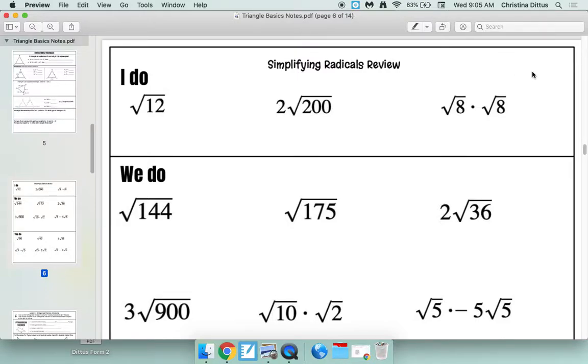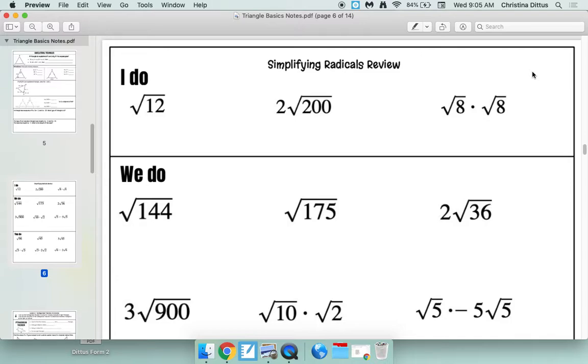Alright, simplifying radicals. What you need to do is find your factors and perfect squares. Do you guys know your perfect squares? Think of it this way. What's 1 squared? 1. What's 2 squared? 4. What's 3 squared? 9. So 3 times 3 is 9. 4 squared is 4 times 4, which is 16. 5 squared? 25. 6 squared? 36. Let's stop there.